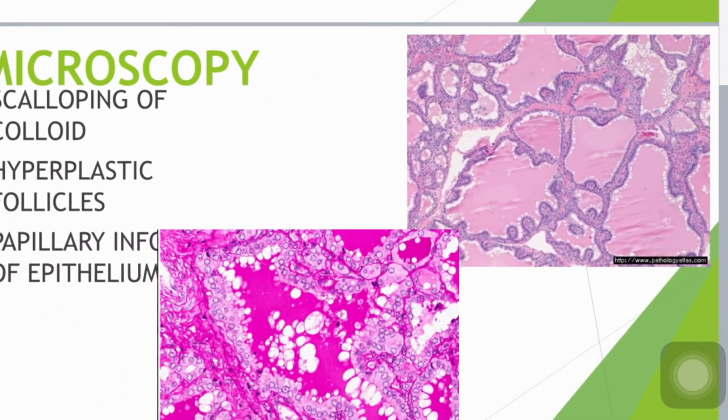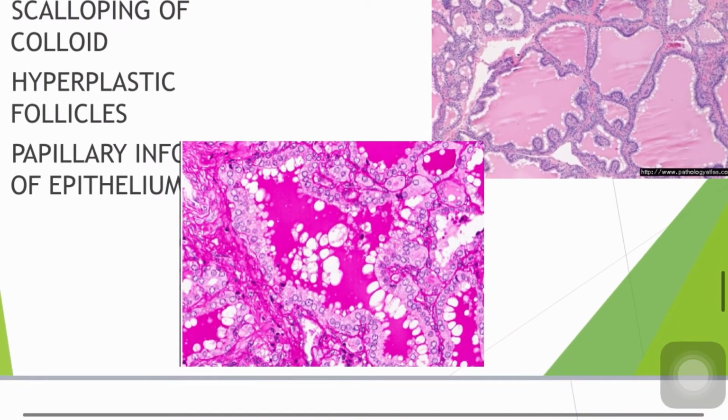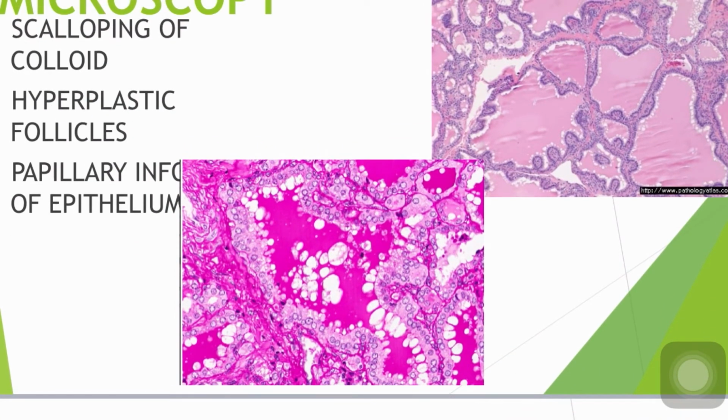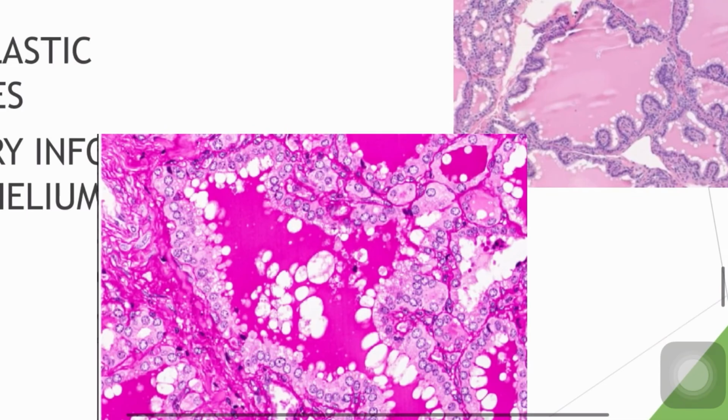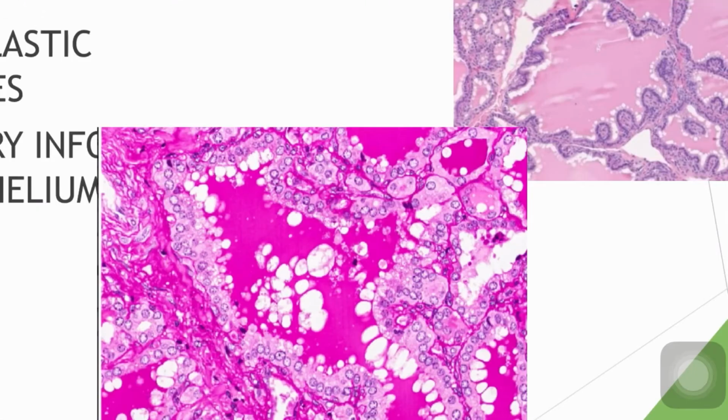The second important point is the scalloping of colloid. Now what is this? If you look at this high power image, you can see some clear white circular areas, especially a lot of them near the epithelium. Now this looks like an ice cream has been scooped out. The significance behind this is that the follicular cells have become so hyperactive that they try to scoop out the colloid which has the preformed thyroid hormones. They can release these hormones.